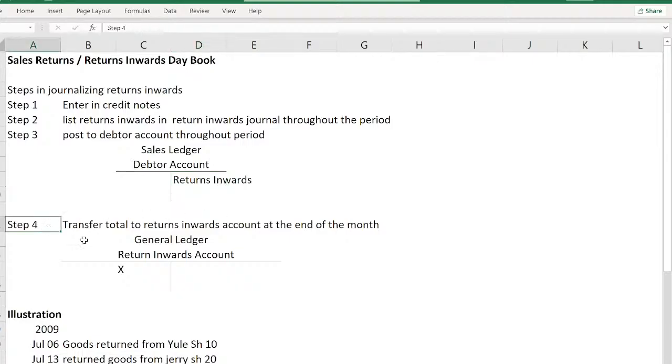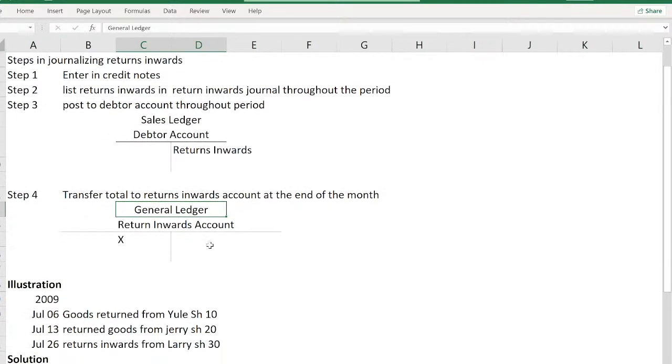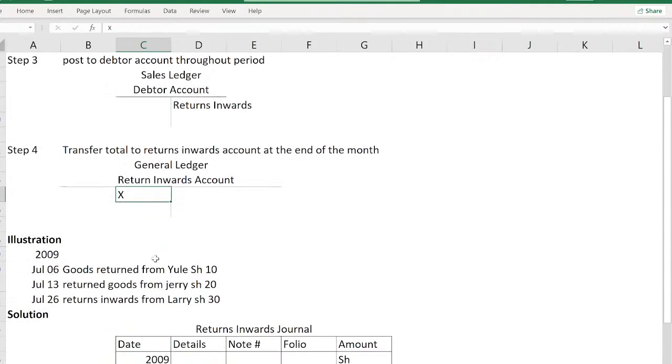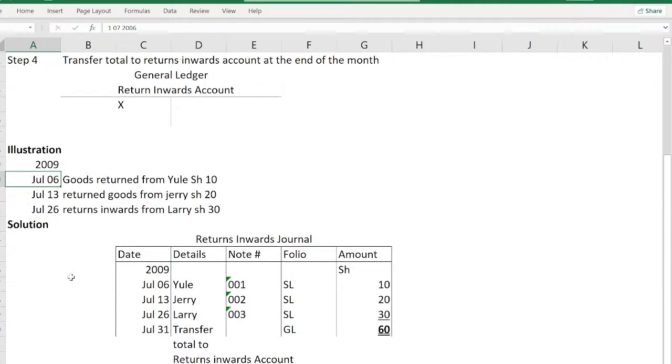Then in step 4, we transfer the total to returns inward account at the end of the month. So in our general ledger here, the return inwards account shall be debited. So that is what we are going to do. So if we can take a short illustration here, let's look at 209. In July 6, goods were returned from Yule for shilling 10. July 13, return goods from Jelly for shilling 20. And July 26, return inwards from Lale, shilling 30.